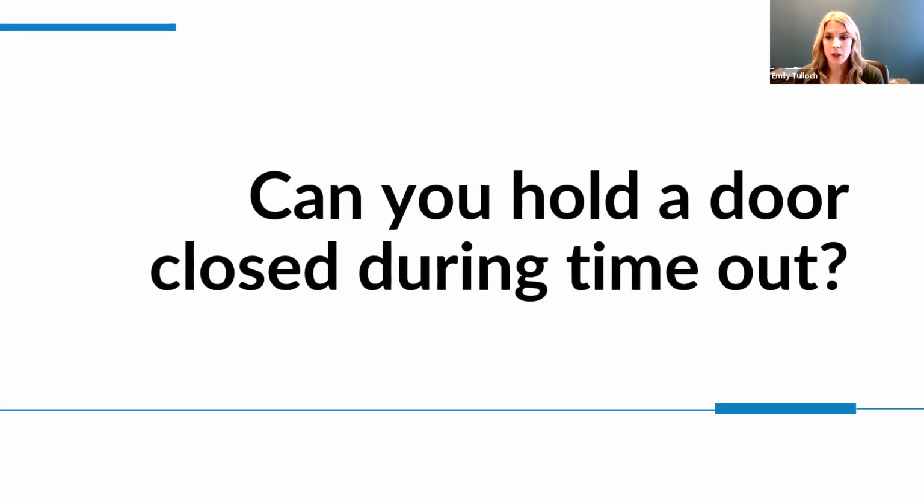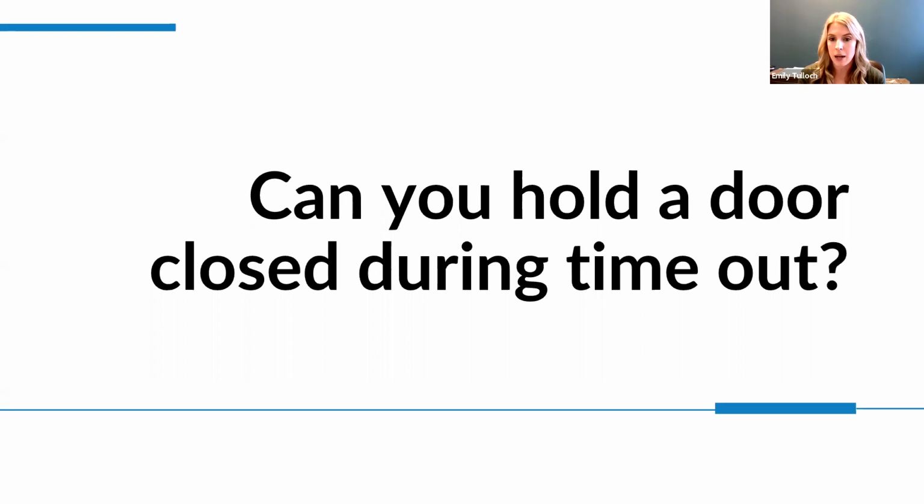Okay, can you hold a door closed during timeout? So I'll split this up into timeout first and then isolated timeout. For a timeout, a trained adult, remember, has to be in the same room with the student at all times during that timeout period. So I don't really think that there's going to be a circumstance for a timeout where that supervising adult is holding the door closed or preventing the student from leaving, but those would be impermissible.